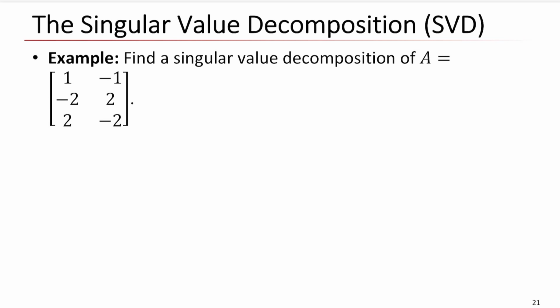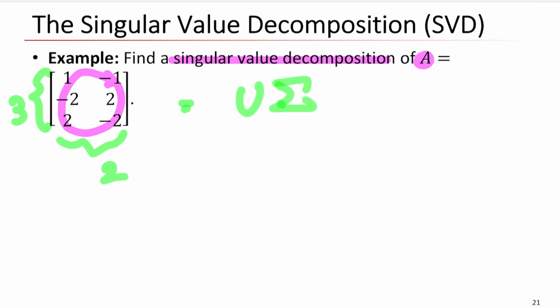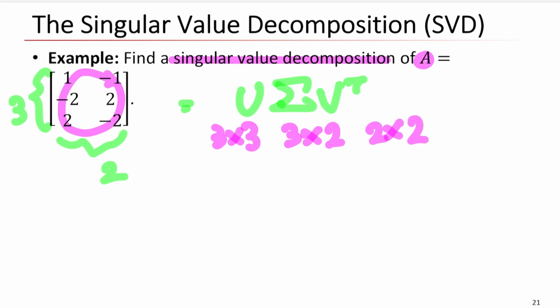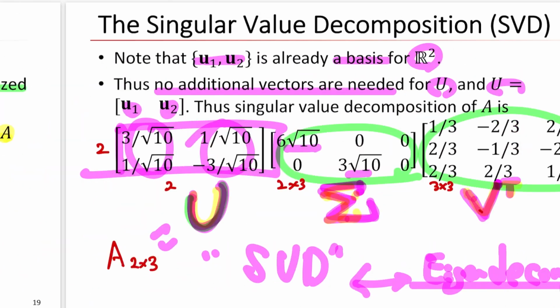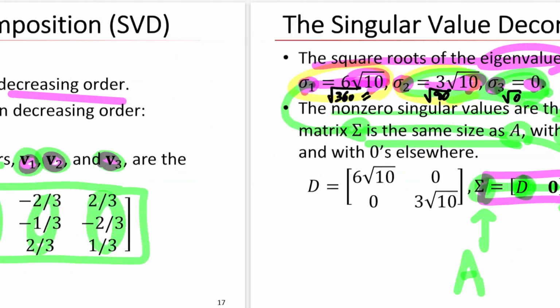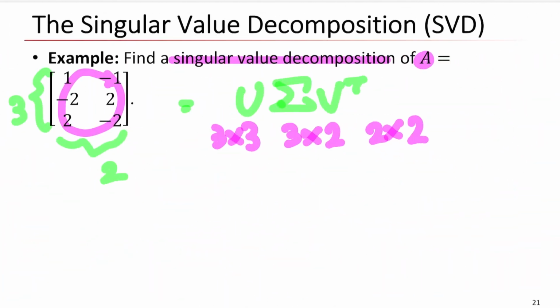Okay, so here's another example. Let's find the singular value decomposition of the matrix A defined by something like this. Okay, so first of all, the size of matrix A is 3 by 2, right? So U sigma V transpose should have what? 3 by 3, 3 by 2 and 2 by 2. Okay, so similar to the previous example, let's find the singular value decomposition of this matrix A.